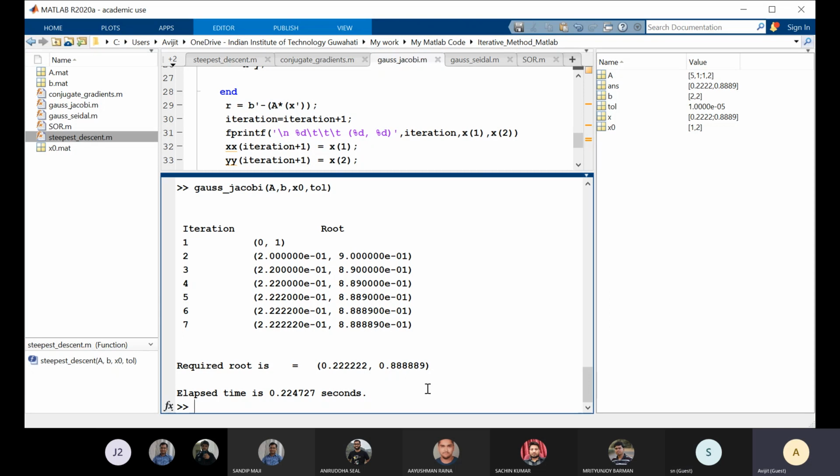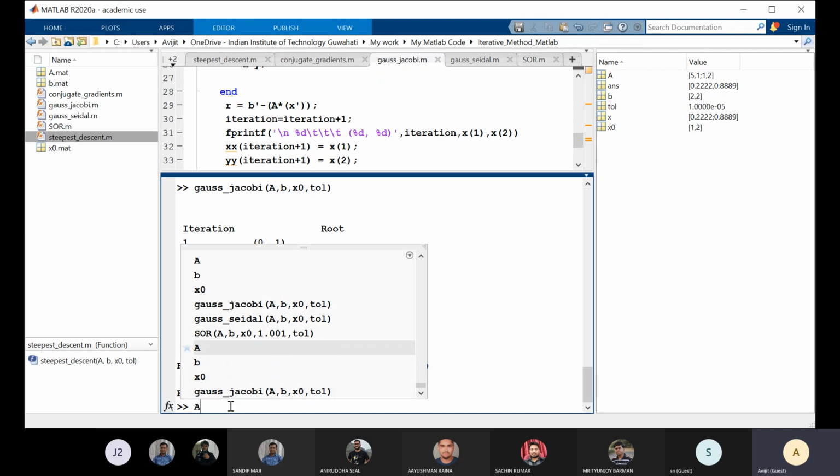I will only show the computation. So this is taking 7 iterations. In the figure, you can see how it goes from 0,1 along the path. By the figure I can show that in steepest descent, in every iteration it takes an orthogonal direction. That's why I plotted that. Okay, no need. So Gauss-Jacobi is taking 7 iterations.